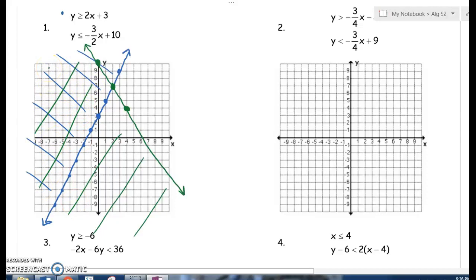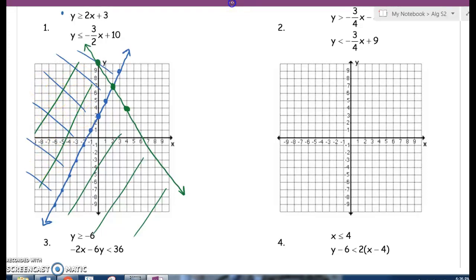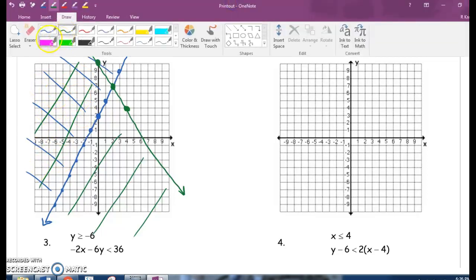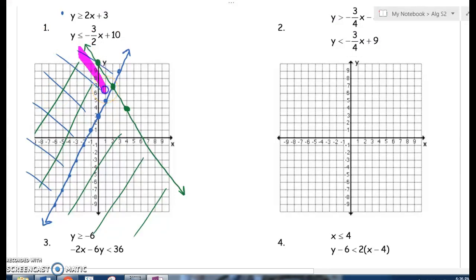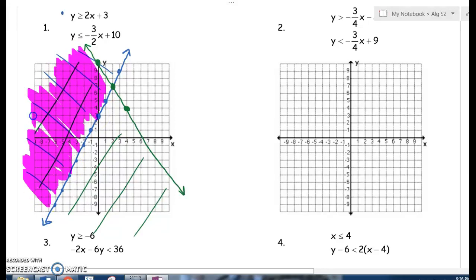The goal after this is to figure out where the shading is overlapping. So where my blue and my green shading is overlapping. And you can tell where they overlap. They overlap everywhere in this section. All right. The blue and the green shading overlap all in here on the left section of this X. And that's going to be your solution.